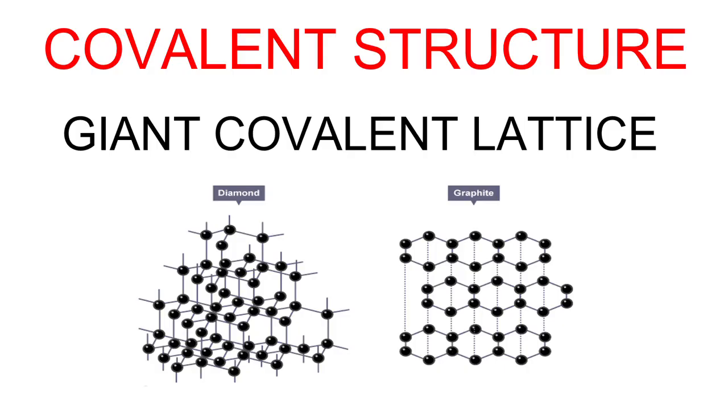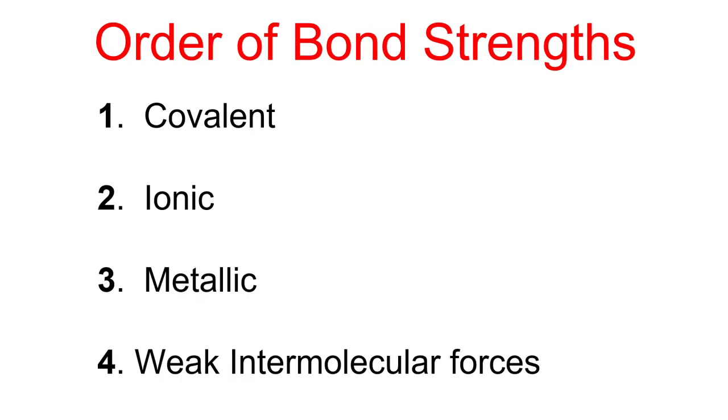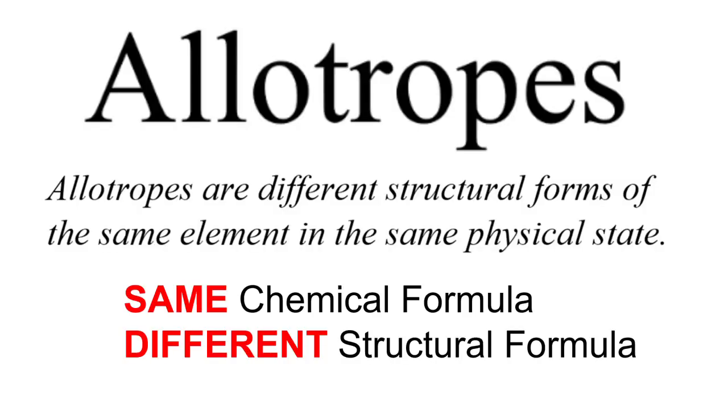Now, giant covalent lattice. They love comparing diamond with graphite, okay? Here's the order of bond strength: covalent, ionic, metallic, and then weak intermolecular forces. So giant covalent structures. So allotropes, and we really talk about allotropes of carbon. They have the same chemical formula, but a different structural formula.